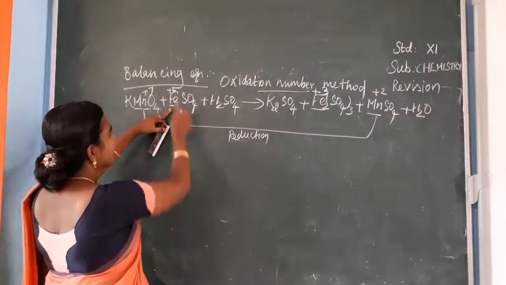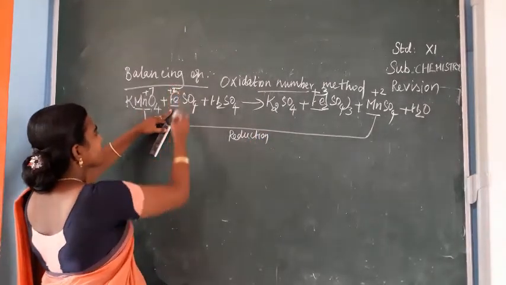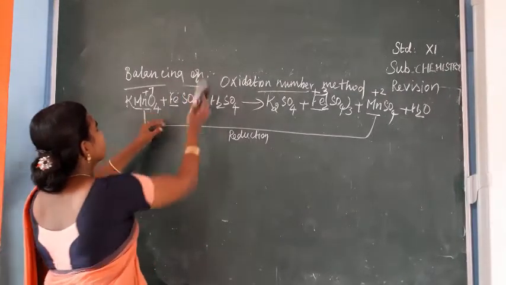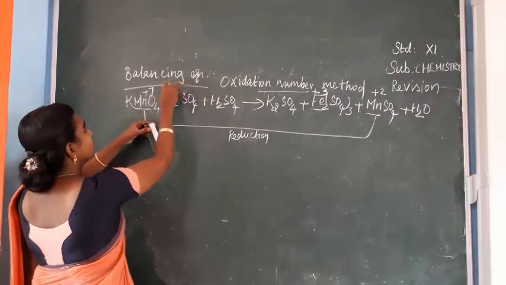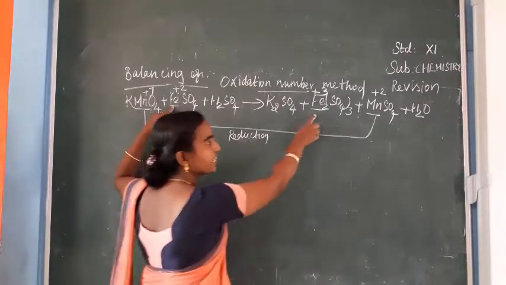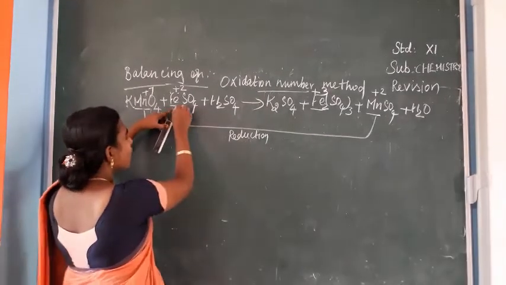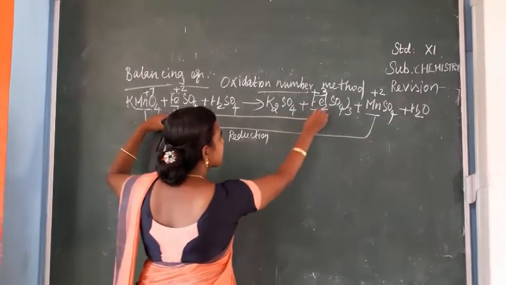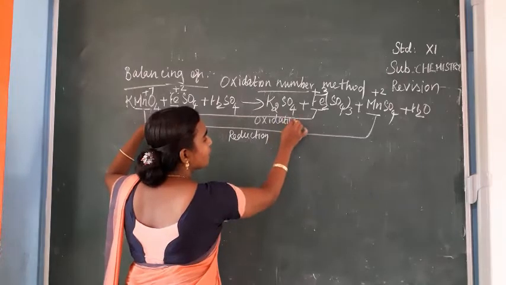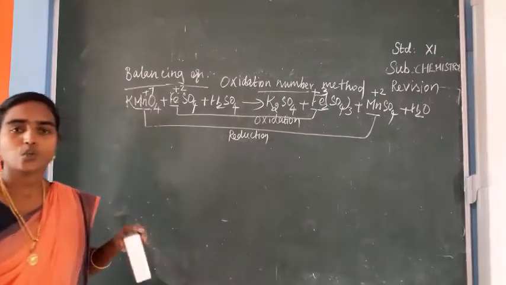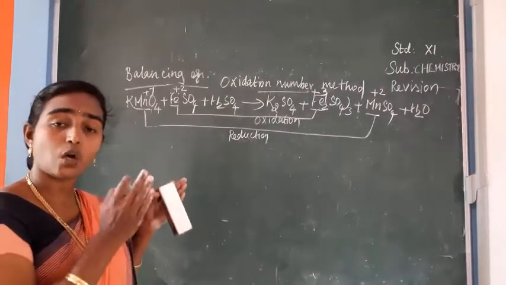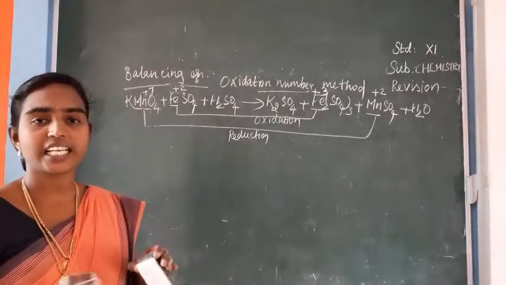Okay. So next, here Fe is in the plus 2 oxidation state. We'll write it neatly. Plus 2. So plus 2, here Fe is in plus 3, isn't it? So the oxidation number increases. So this reaction is oxidation. This is the first step. For balancing any equation using this oxidation number method, we have to find out which is the oxidation reaction and which is the reduction reaction.